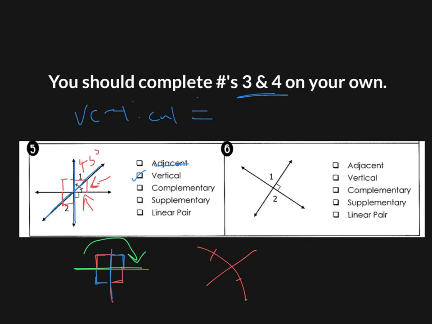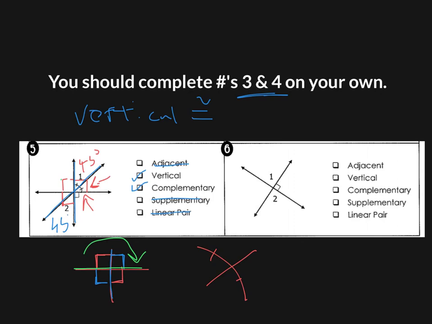Vertical angles are congruent. Vertical angles are always congruent, and so if that's 45, then 2 is also 45. And if they're both 45, that means they add up to 90, so they are complementary. If they're complementary, they can't be supplementary. If they're not supplementary, they can't be a linear pair, because linear pairs are supplementary automatically. So it looks like 1 and 2 are vertical, and they are two angles whose sum is 90, so they are complementary.